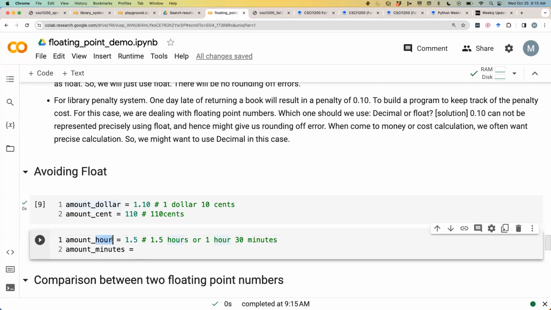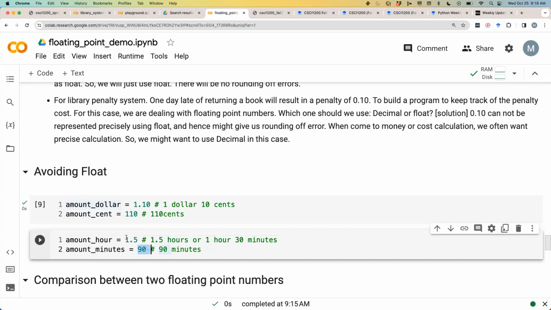So for each hour, you have 60 minutes. Okay, so I have 1 hour and 30 minutes here. So it will be 60 minutes plus another 30 minutes. That will be your 90 minutes. So this will represent 90 minutes. So they both represent the same amount of time. 1.5 hours is the same as 90 minutes.